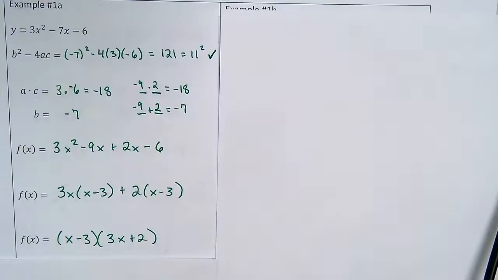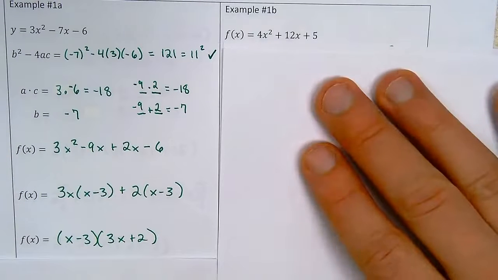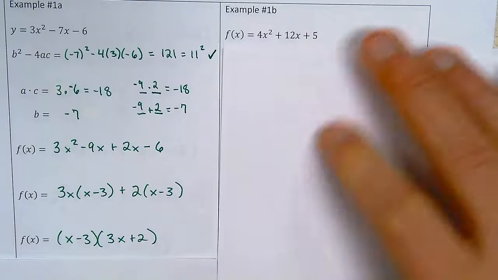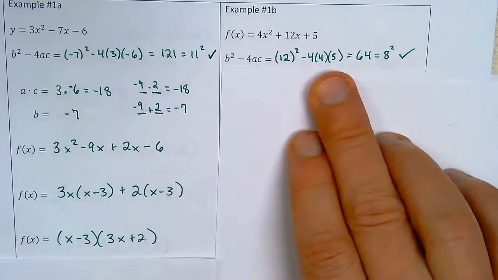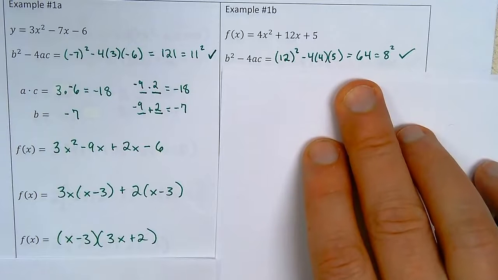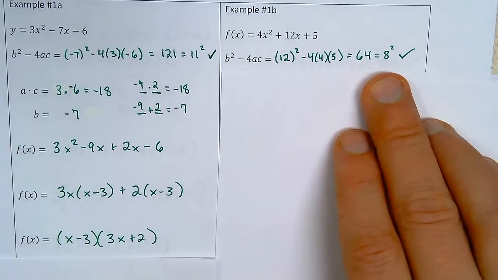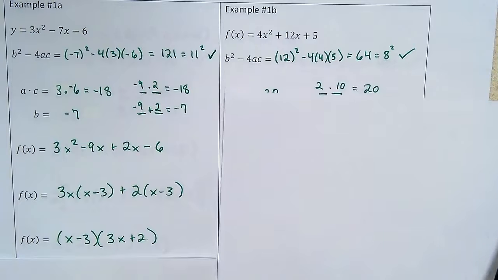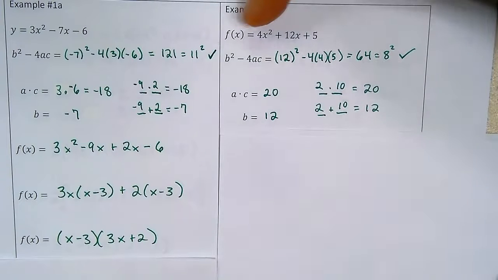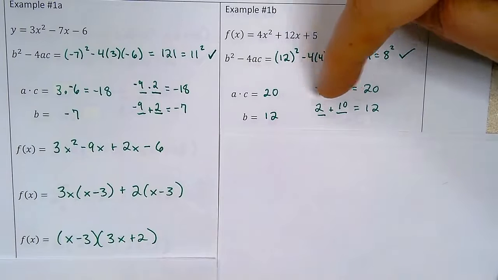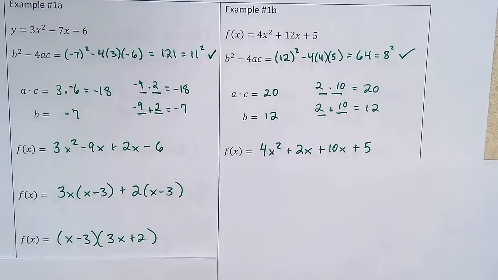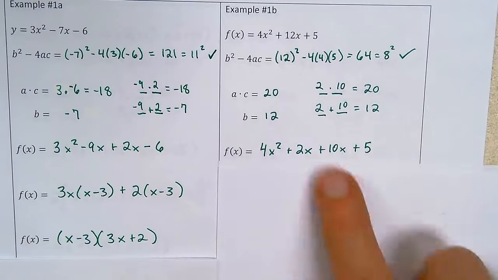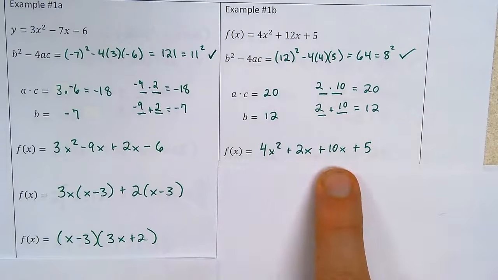Okay, let's look at example 1b. Here's a quadratic. First things first, I check to make sure that the discriminant is a perfect square. 64 is 8 squared, so we're good. Then I'm going to look for two numbers that multiply to 20 and add up to 12. 2 times 10 is 20. 2 plus 10 is 12. I split the middle term. That 12x became 2x and 10x.